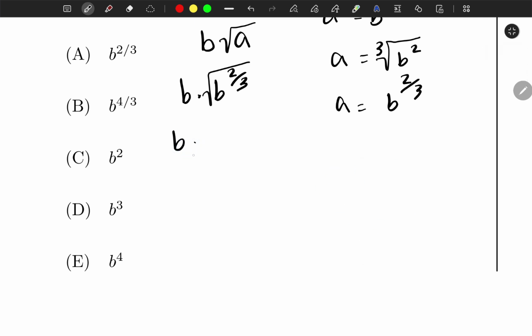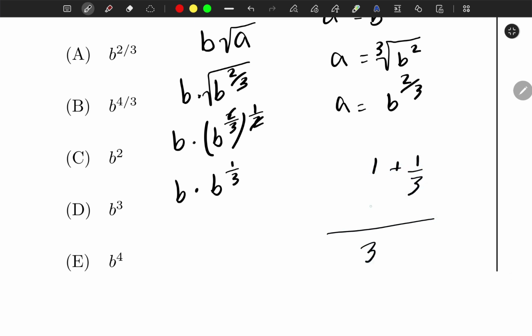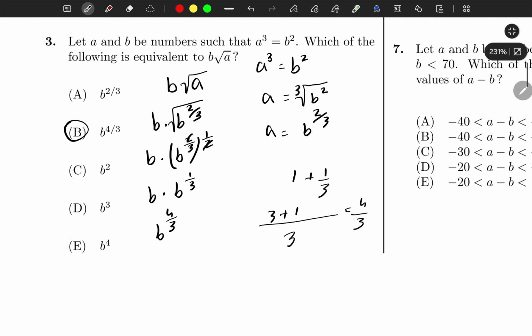I don't know what's going on today. Can't focus for some reason. Anyways, so what we'll have is b raised to 2 by 3 raised to 1 by 2. This 2 is going to cancel. We'll be left with b into b raised to 1 by 3, and then you're just adding 1 plus 1 by 3. That's going to be 3 plus 1, that's going to give you 4 by 3. So we'll have b raised to 4 by 3 as our final answer, which should be b. Yeah, I think that's correct now.